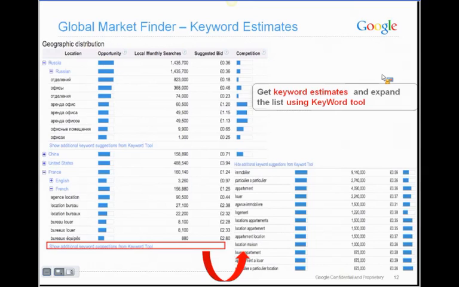Sarah will now talk about how analytics can make these export opportunities more specific to your business.